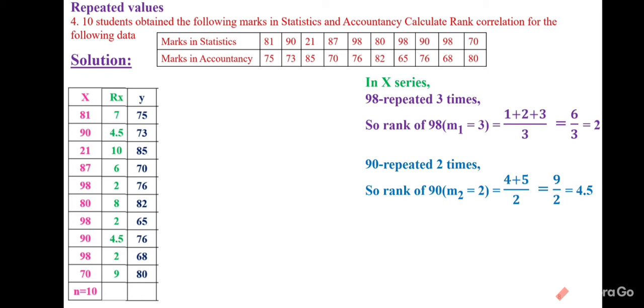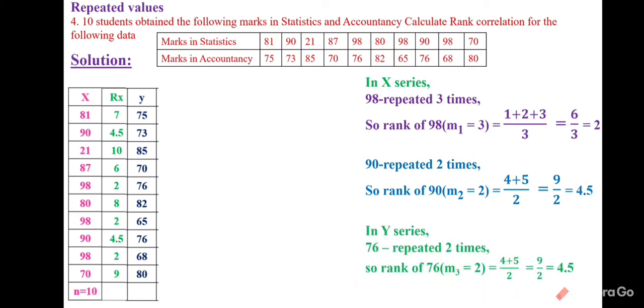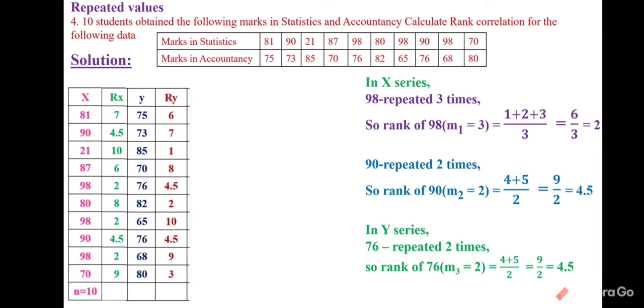Then 75, 73, 85. In this, is any value repeated or not? Yes, it is repeated. 76 is repeated 2 times. Here you can see 85 is rank 1, only one time. Then 82 is there two times, 80 is there three times, then what is the next one? 76 two times is there. 80 is rank 3 over, then 76.